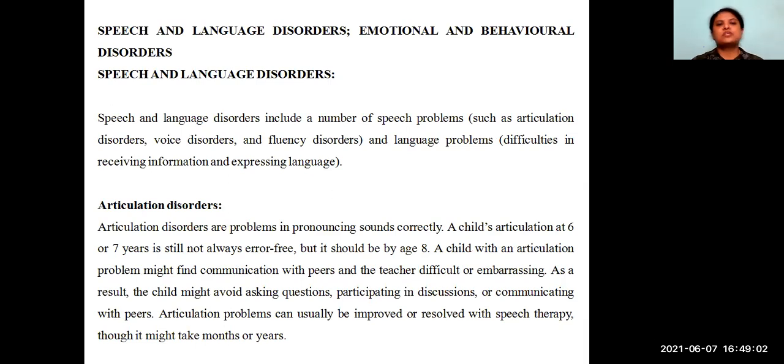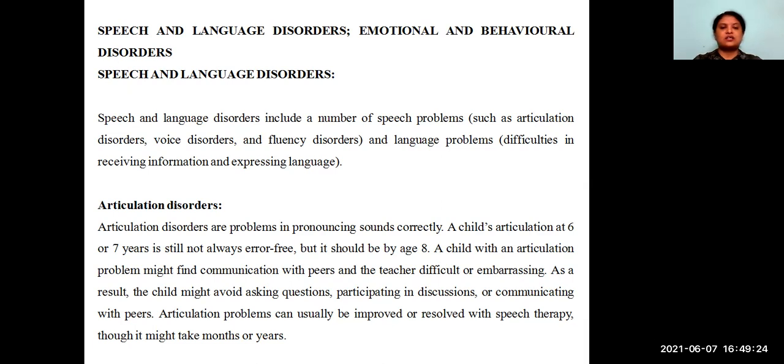Next, we'll speak of speech and language disorders, and emotional and behavioral disorders. In speech and language disorders, speech disorders include articulation disorders, voice disorders, and fluency disorders. Language disorders involve problems and difficulties in receiving information and expressing language.